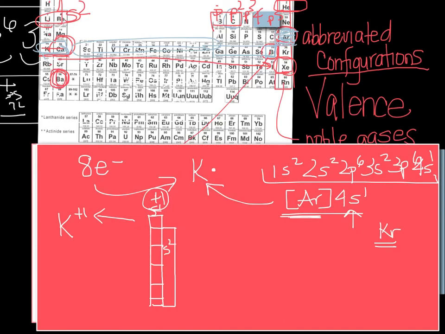Again, they can either gain 6 or they could just lose 2. Either of those options would make them look like a noble gas. Well, obviously, it's going to be easier to lose 2. So everything in the second column is going to form a +2. We're going to ignore D block for now. They do some different things that we'll talk about.